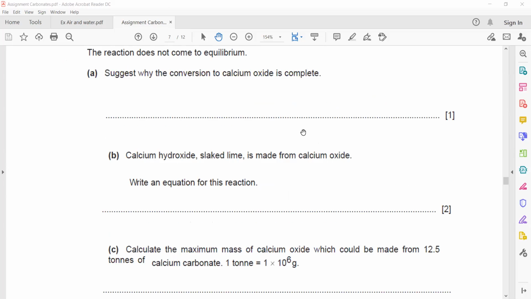Calcium hydroxide, or slaked lime, is made from calcium oxide, right? So the equation for this: calcium oxide reacts with water and it will form calcium hydroxide.